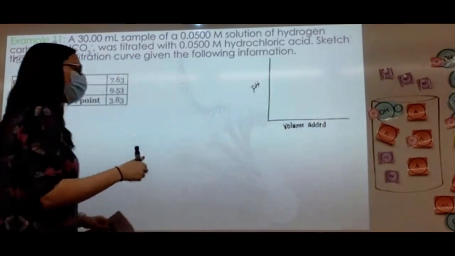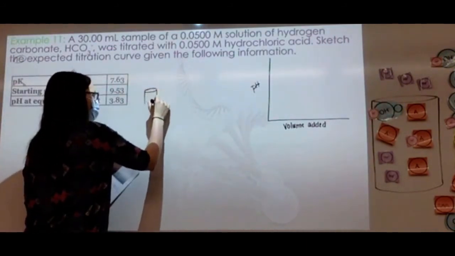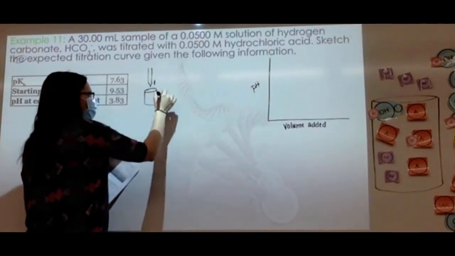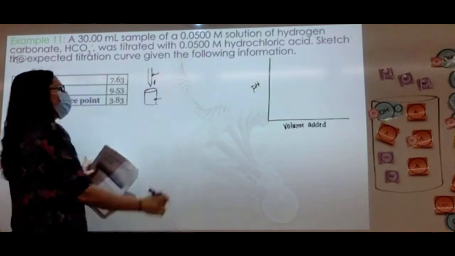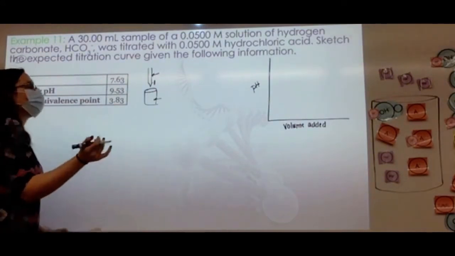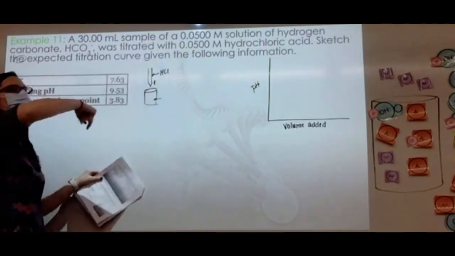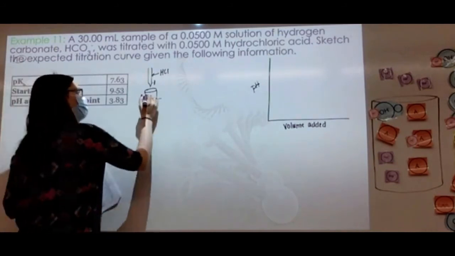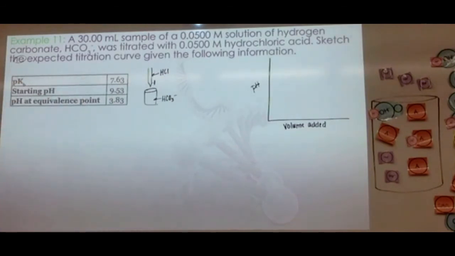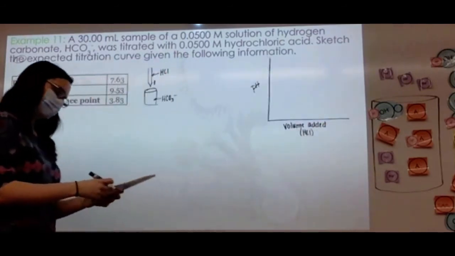Now here's what I want us to think about because we can be more specific with that x-axis. So we have a beaker. We have a burette. So we have one substance in here, we have another substance in here. When it says it was titrated with HCl, that means that HCl was in the burette and was dripping down into the beaker. Which means in the beaker, we're starting with HCO3 minus. So volume added, this is going to actually be of HCl on the x-axis.